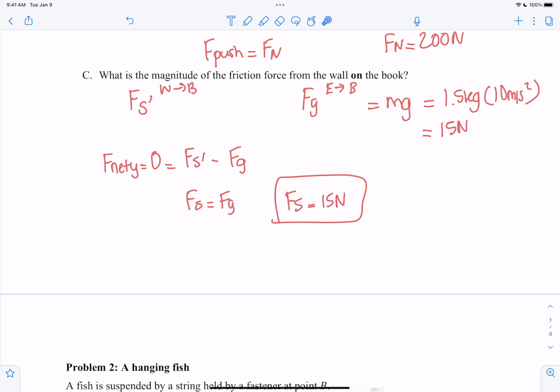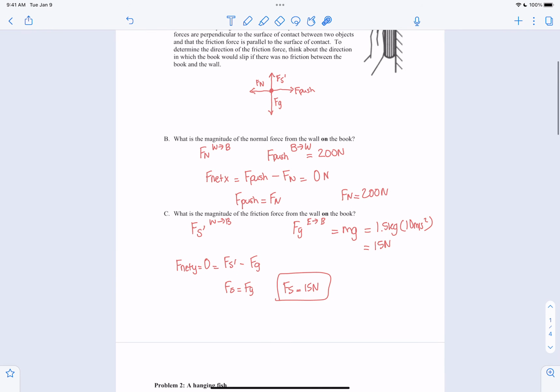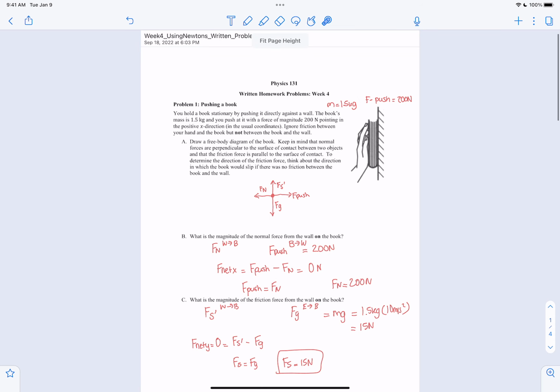And yeah, mg is mass times gravity. So mass times the acceleration due to gravity, 1.5 kilograms times 10 meters per second squared. Sound good for problem 1? Any questions at all?